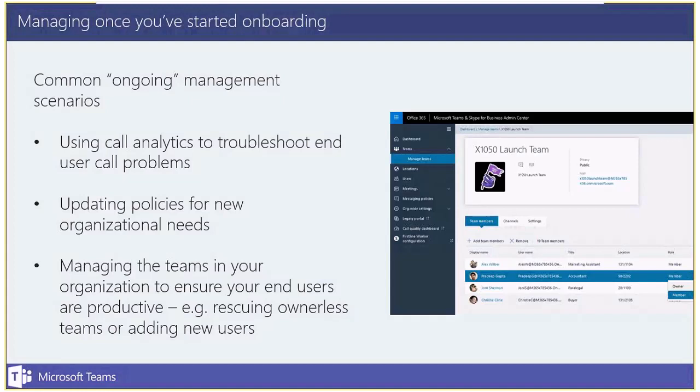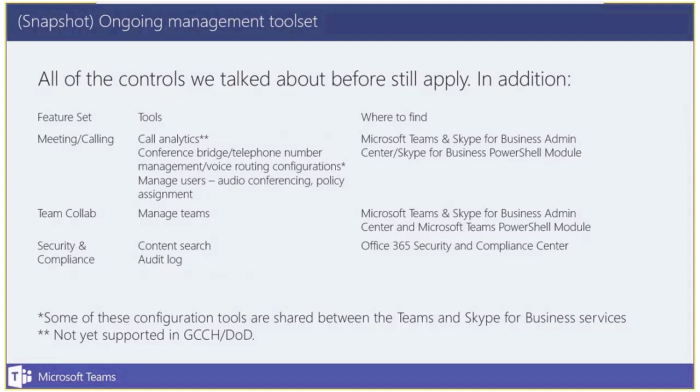So things like this example we had before of rescuing ownerless teams or adding new users on behalf of the team owners. All of the controls that we talked about still apply, but there are other controls you might need to leverage on a day-to-day basis. Things like call analytics, this manage teams page, and content search within the Security and Compliance Center. And again, these controls are aligned with the different toolset that that particular admin would go to.